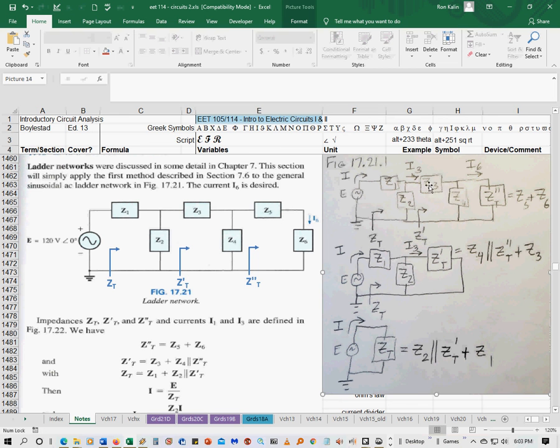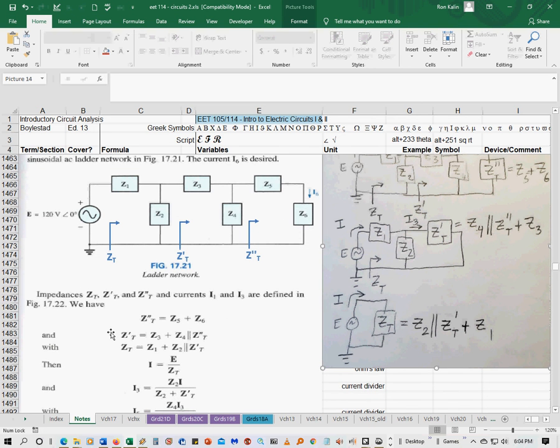You can add them to Z3 because they're in series with Z3. When you take these two together and make them as one impedance, then that is in series with Z3. So they kind of did 2 steps in the book, and they defined Z prime T as Z4 in parallel with Z double prime T, added to Z3. Okay, this is one impedance, and then added to Z3 makes Z prime T. So you can see how they did that here.